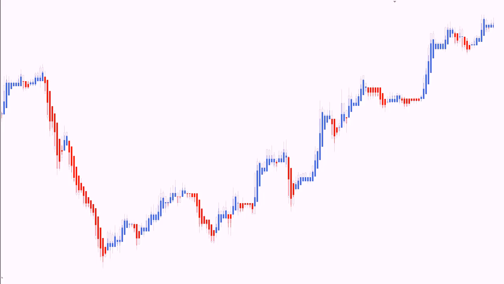Heiken Ashi candles are a bit different here. They are not independent, they are related to the previous candle. We also have closing price, opening price, high and low, but they are calculated in a different way. The opening price is the average of the opening price and the closing price of the previous bar, and the close is calculated by the average of the opening price, the high, the low and the close. The high is the maximum value of the high, open and close, and the low is the minimum value of the low, open and close.